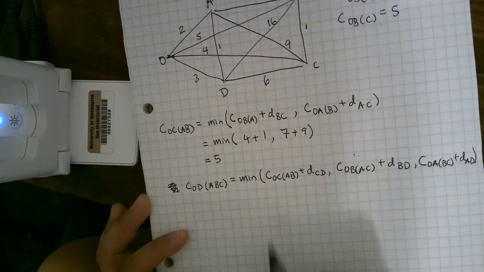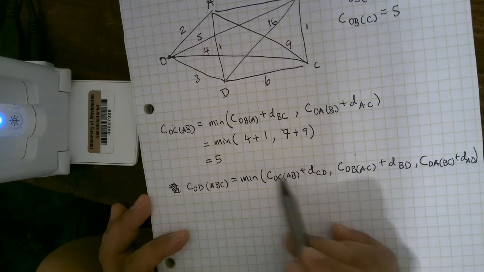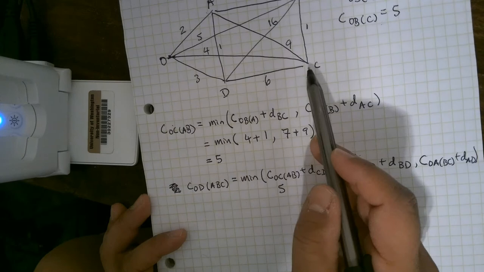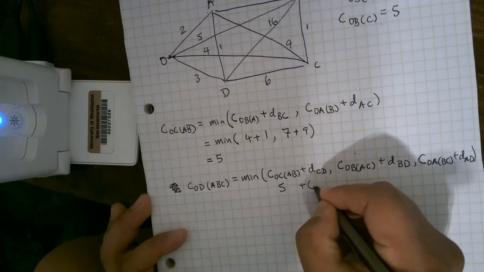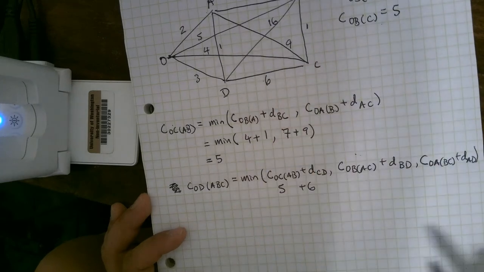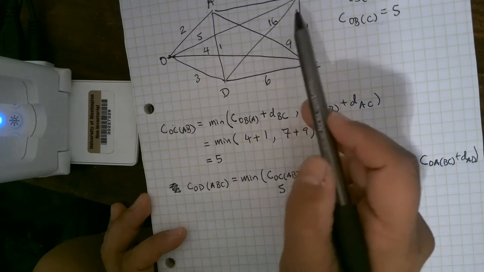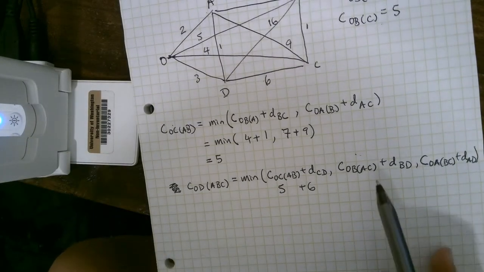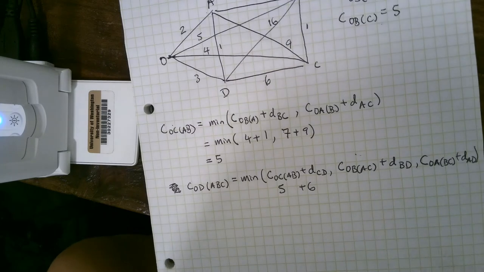Okay, so I do know what this is. This is 5. Distance from C to D is 6. Okay, so that guy's going to be 11. I would have calculated this, whatever that is, plus the distance from B to D, which is 16, so that's probably too big. You can combine some of these algorithms. Maybe you can keep that greedy algorithm principle there.